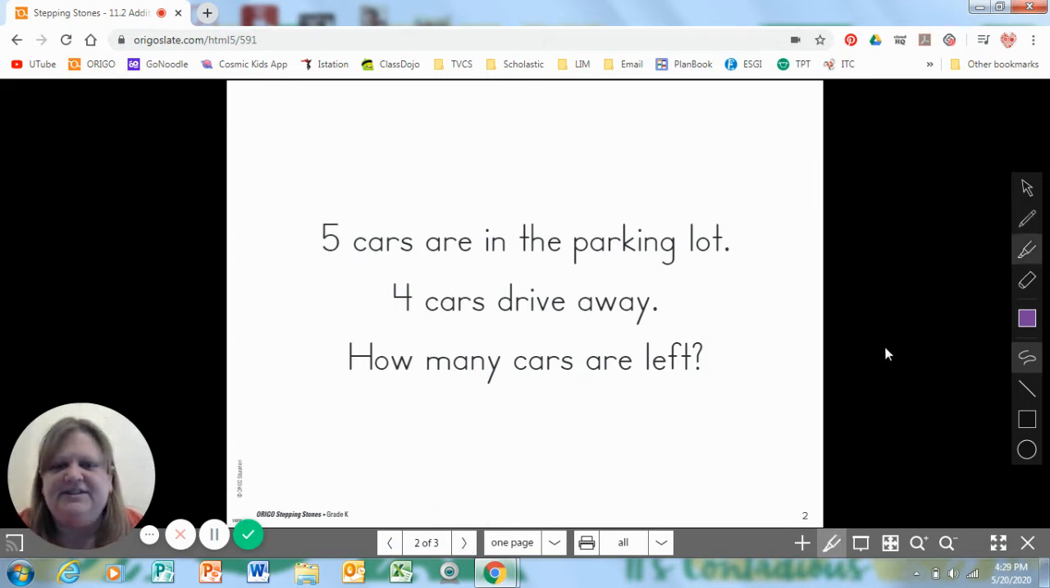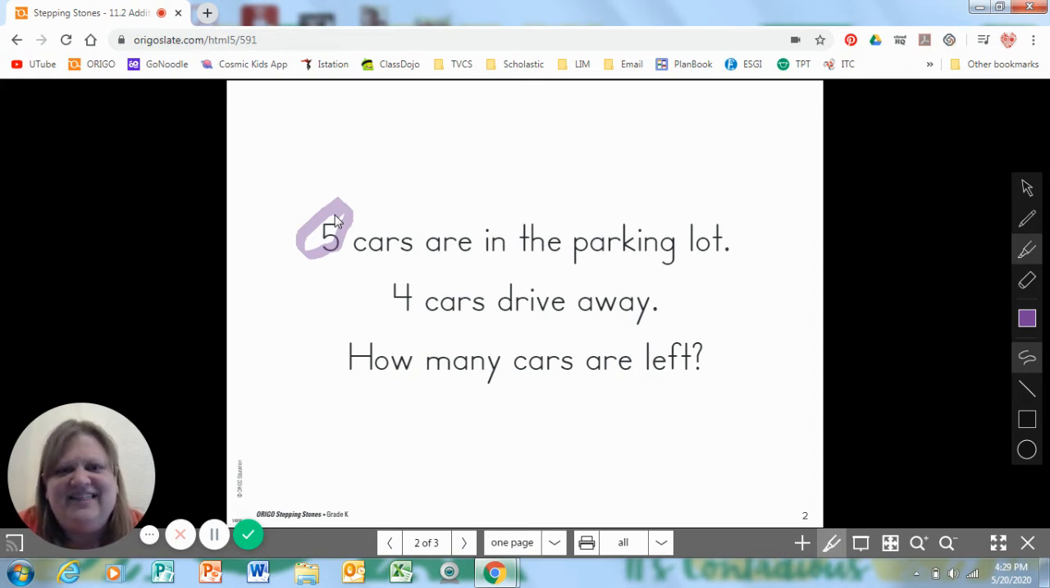All right, so if you have your little objects for this one, here's the story for this one. You can get it set up as we're reading it. 5 cars are in the parking lot. So how many cars are in the parking lot? 5. 4 cars drive away. How many cars are left? So what's the action that is taking place?